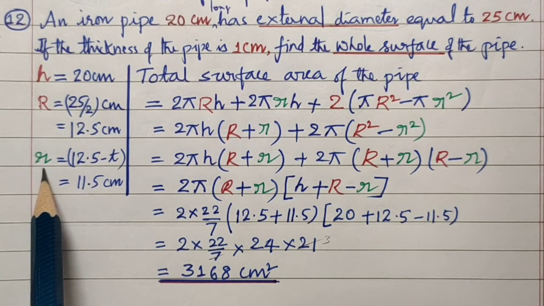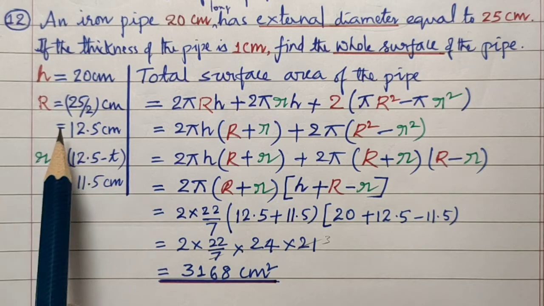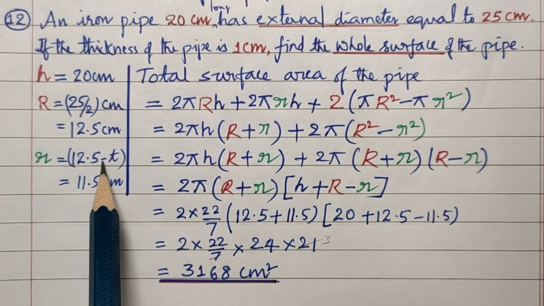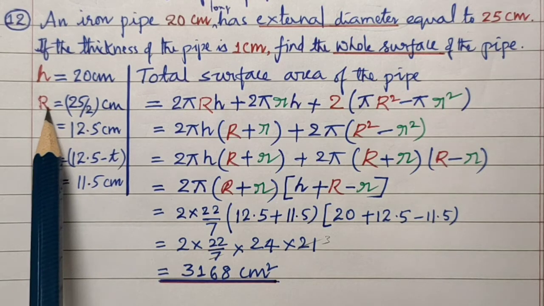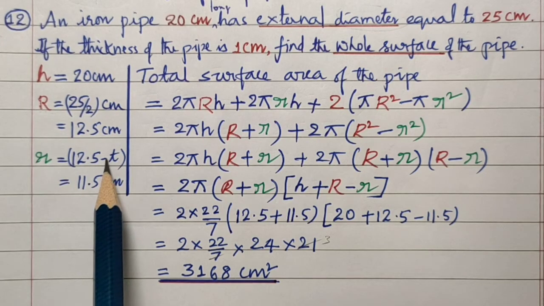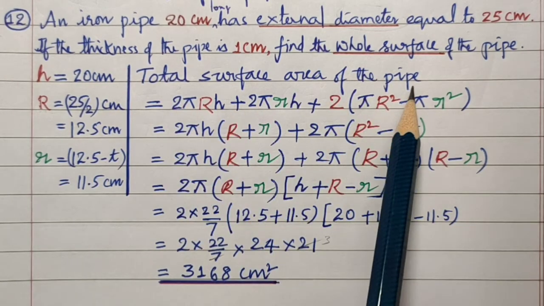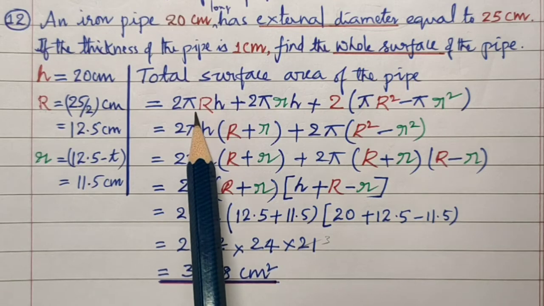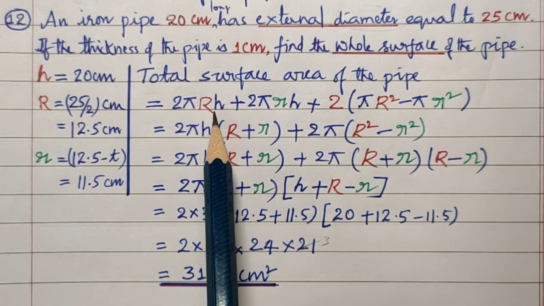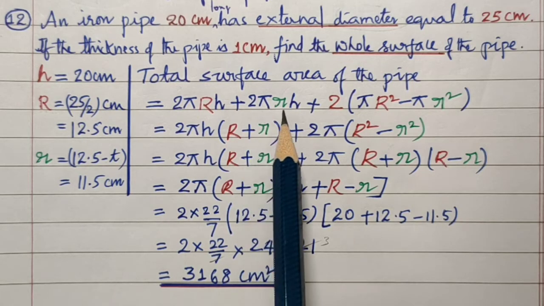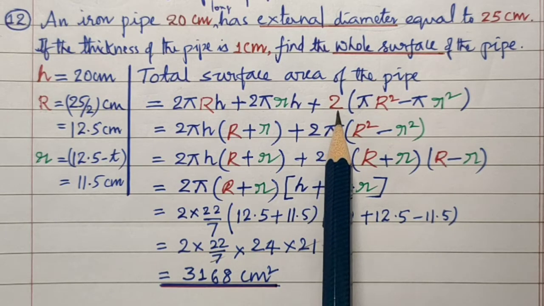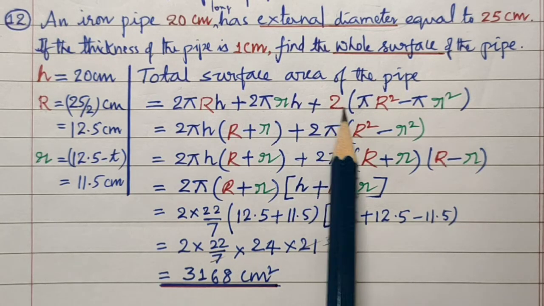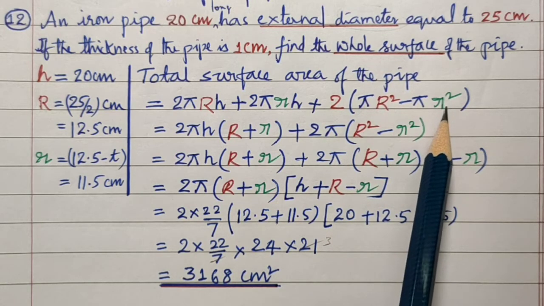The external radius is 12.5. The external radius minus the thickness of this pipe will give the internal radius. Total surface area of the pipe is equal to 2 pi R H, the external curved surface area, plus 2 pi r H, the internal curved surface area, plus 2 times the top and bottom circular area, pi R square minus pi r square.